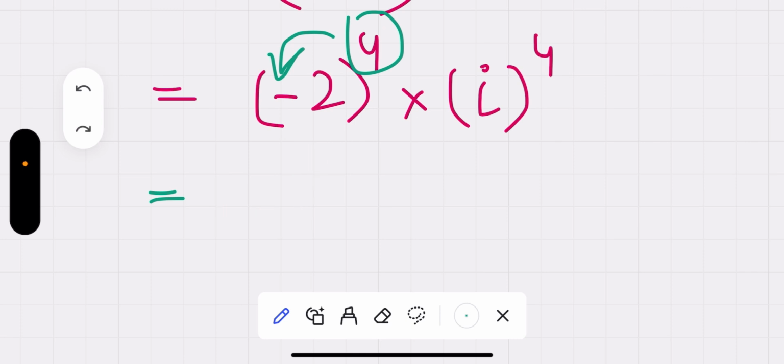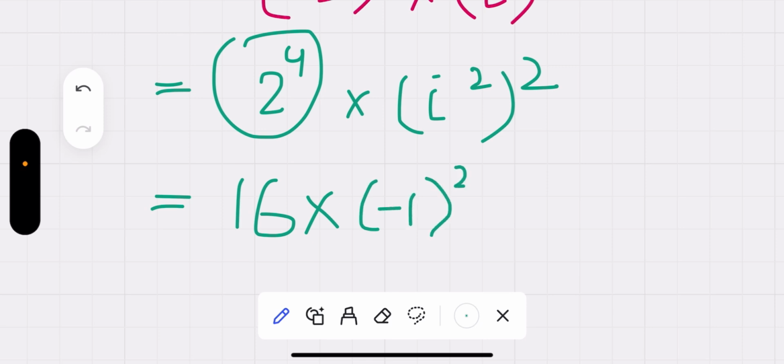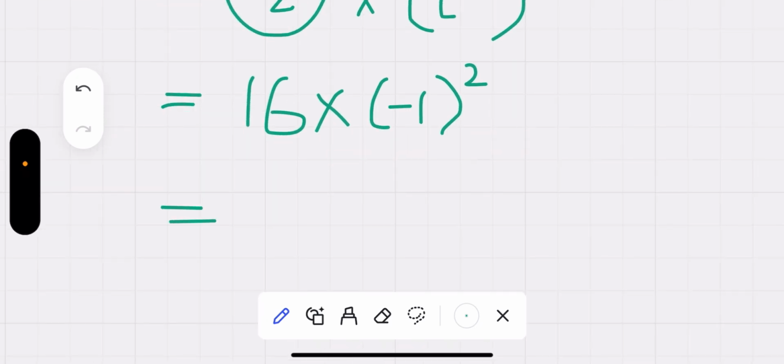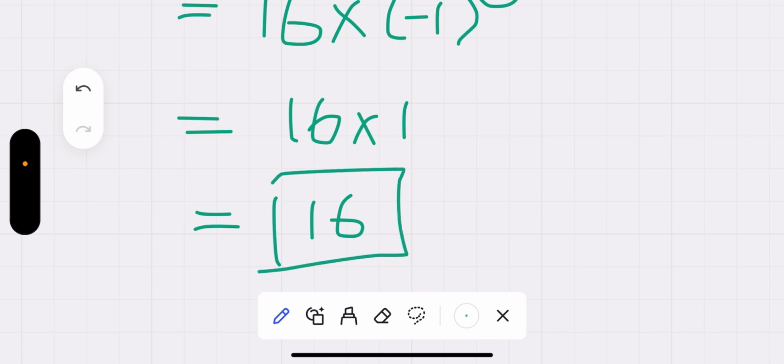4. We have 2 power 4 times iota power 4, and we can write it in the form of a square, which is 2 times 2. 2 power 4 is 16, and here iota square is minus 1, whole square. Since the power is even, the negative sign will disappear. 16 times 1 is 16, which is a real number, so this is the answer.